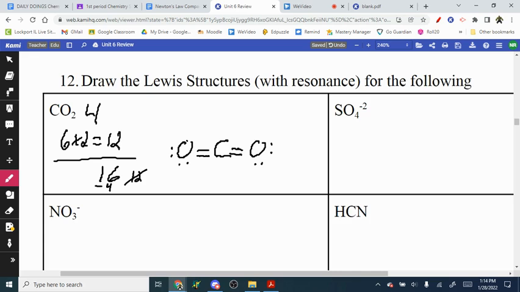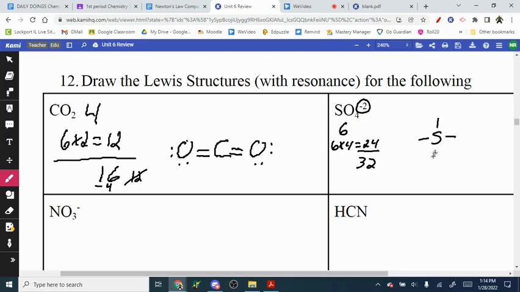All right, next, SO4 negative 2. So S has 6 valence electrons. O also has 6 valence electrons, but there are 4 of them. So that is 24 from oxygen. 24 plus 6 gives us a total of 30. And then we have a negative 2, which we have to add to it. So that's actually 32 valence electrons.